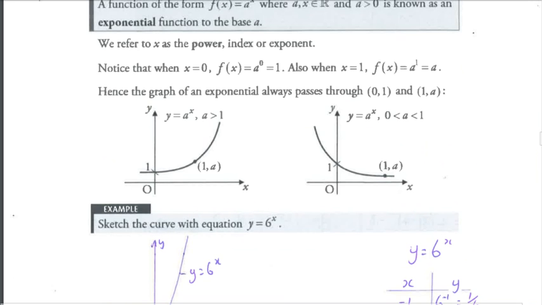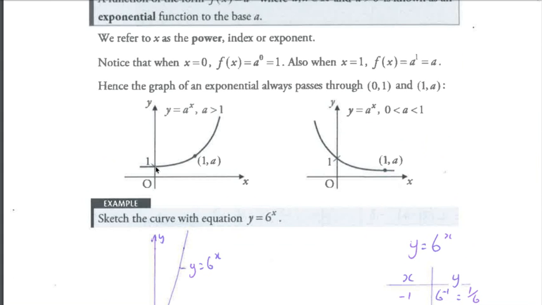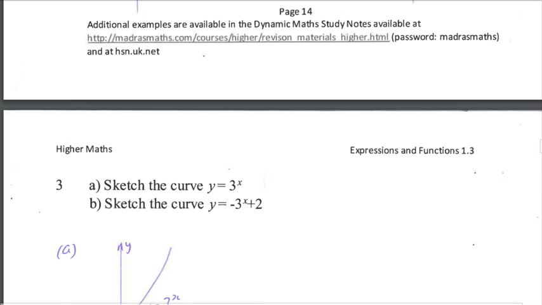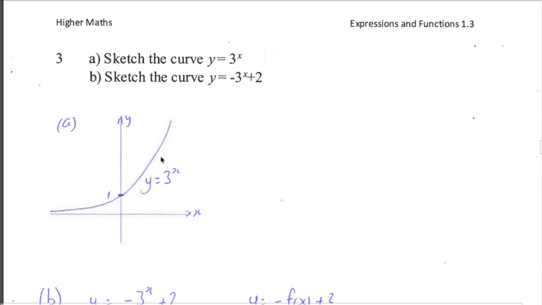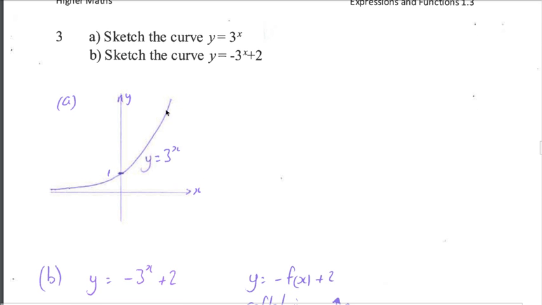So y equals 3 to the power x will cross the y-axis at 1, and it will also go through the point (1, 3). So there we go, I could mark on (1, 3) there. And that's that sketch. So that would just be one mark if we're doing some sort of assessment.